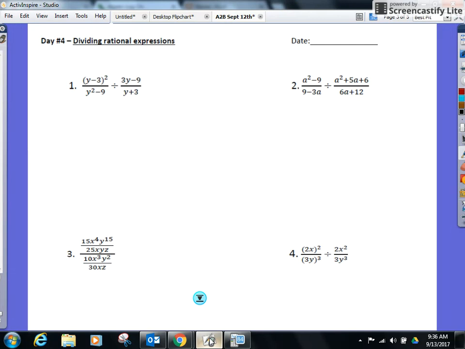Okay, when we divide, there's one thing we have to do before we start crossing out, before we start trying to factor. Who you came from last year, they may have a different saying.